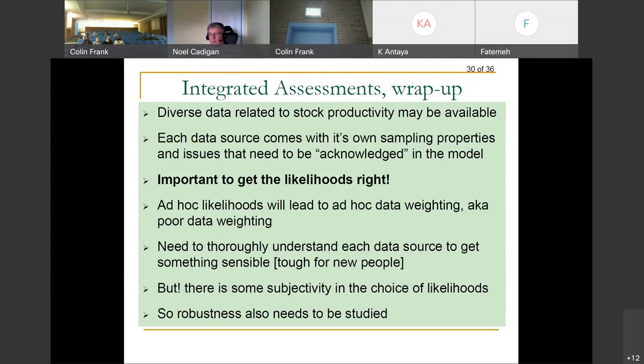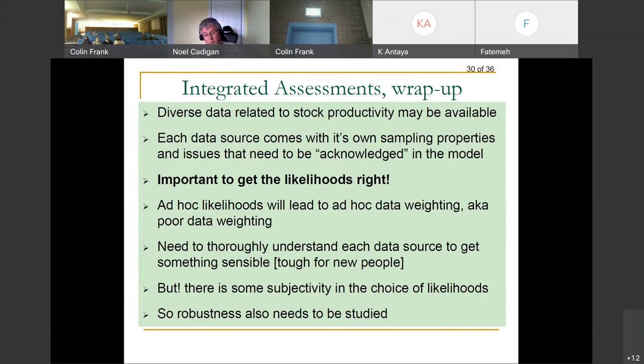So if you want to do a good stock assessment, you need to thoroughly understand each data source that you're using in order to get something sensible. And this is tough for new people, I must admit. It just takes a lot of work to get involved and learn about all the issues of the various data sources people are using for stock assessment. But even if you do all of this work, there will still be some subjectivity in the choice of likelihoods.